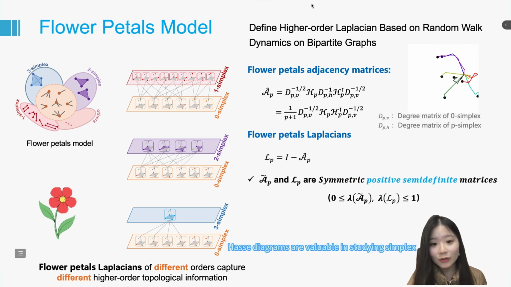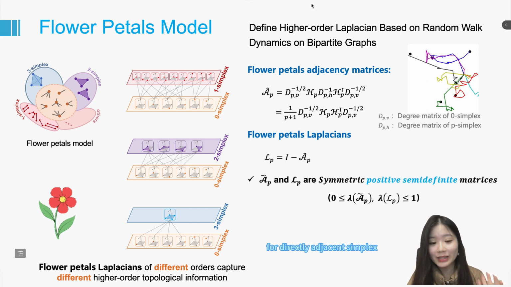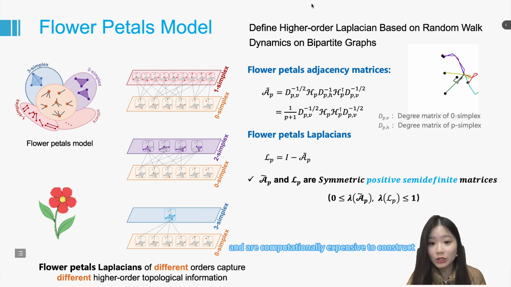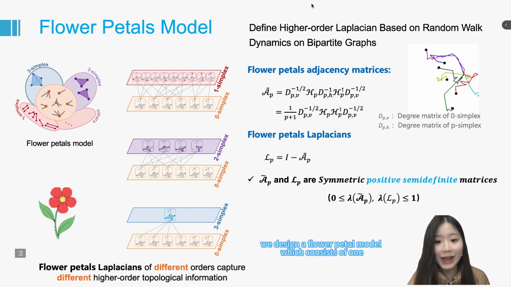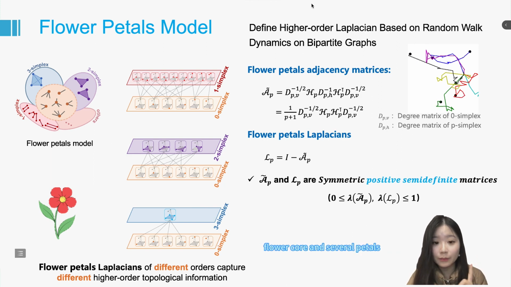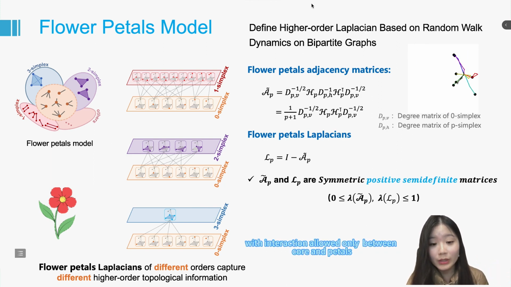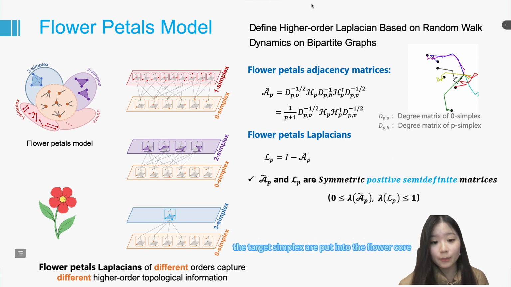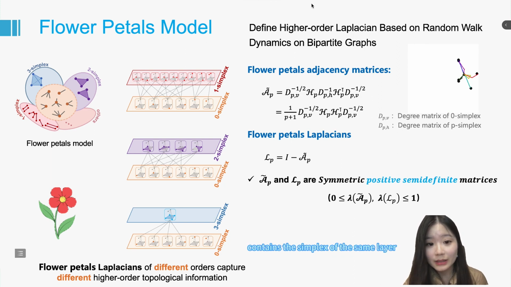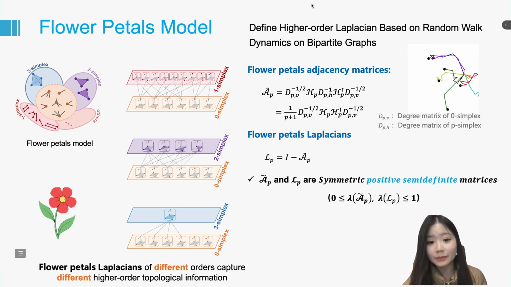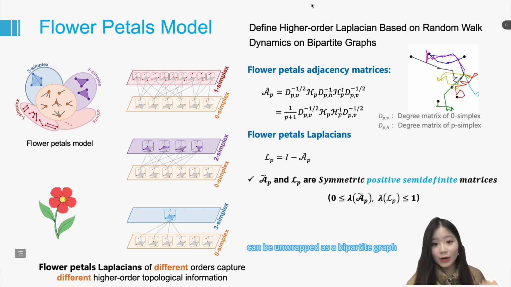Hasse diagrams are valuable in studying simplexes, but they are inherently constrained to model interactions for directly adjacent simplexes, and are computationally expensive to construct, requiring multiple transitions for information to pass between nodes and higher-order structures. Therefore, we design a flower-petals model which consists of one flower core and several petals, with interaction allowed only between core and petals. The target simplexes are put into the flower core, and each petal contains the simplexes of the same layer. Each core and petal can be unwrapped as a bipartite graph.